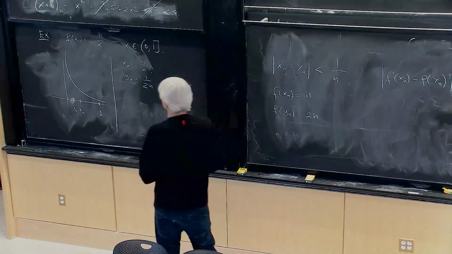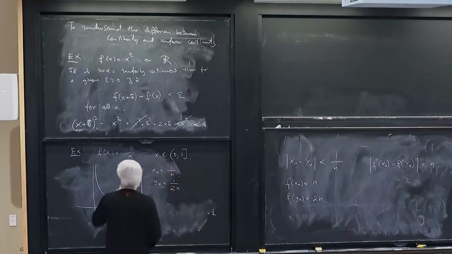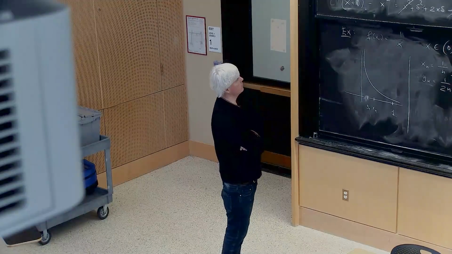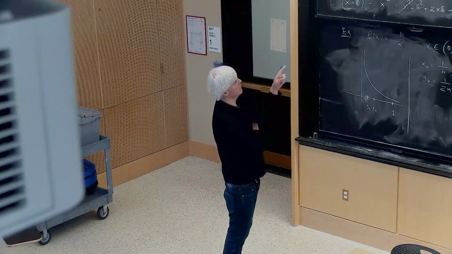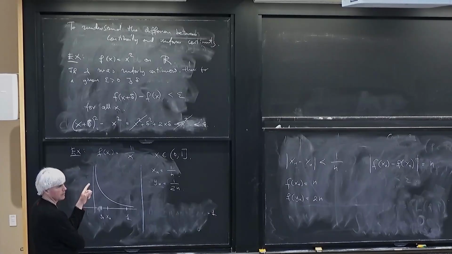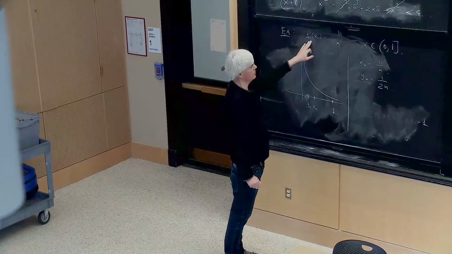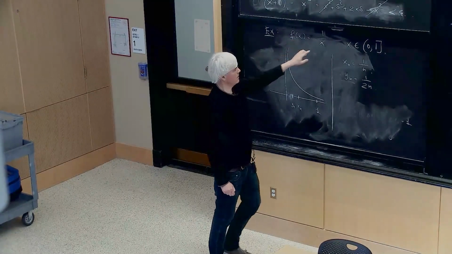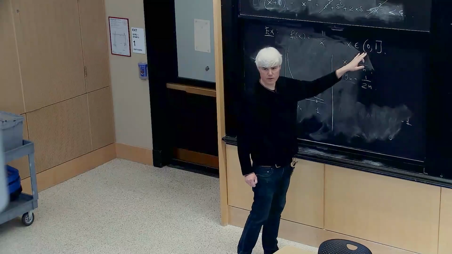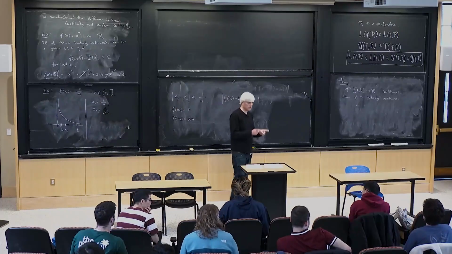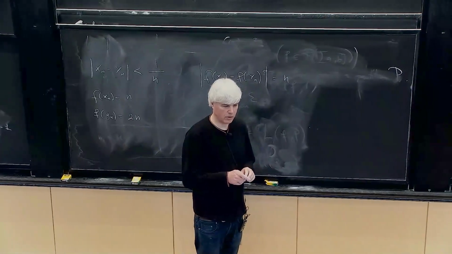Let's just look at the two examples we had. In the first one, f of x was equal to x squared. It was continuous, of course, but it wasn't on a compact interval. It was on all of R. In the second, this function here is also continuous, but it's not a compact interval because 0 is not included, right?